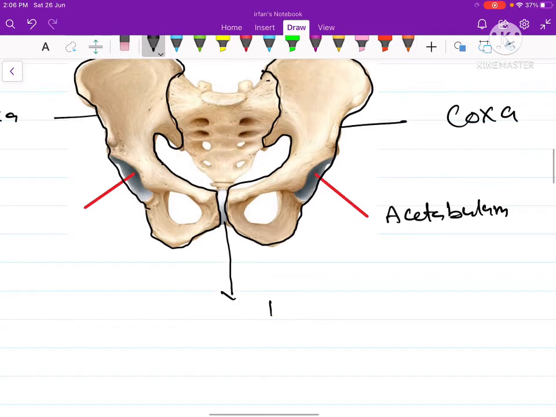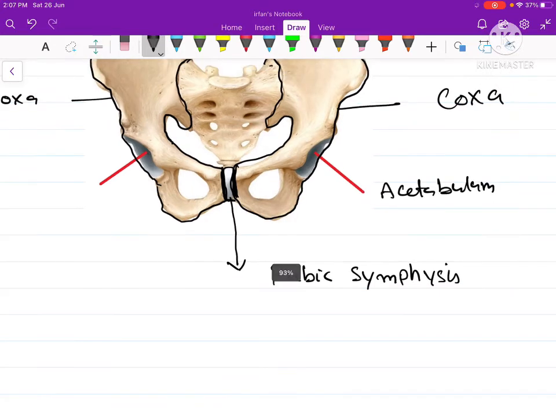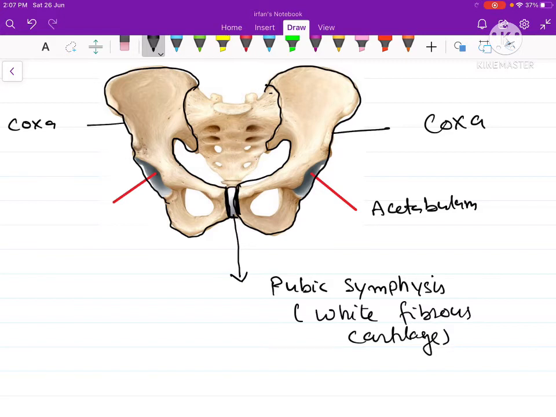The two coxal bones are attached in the middle by means of a white fibrous cartilage. In the middle, you will see a white colored structure. This is actually a white fibrous cartilage, and it is called the pubic symphysis. So the two coxal bones in the pelvic girdle are held together by a white fibrous cartilage known as pubic symphysis.